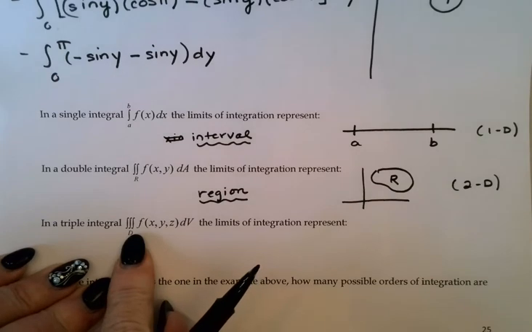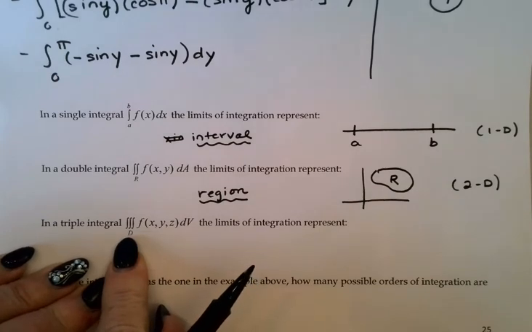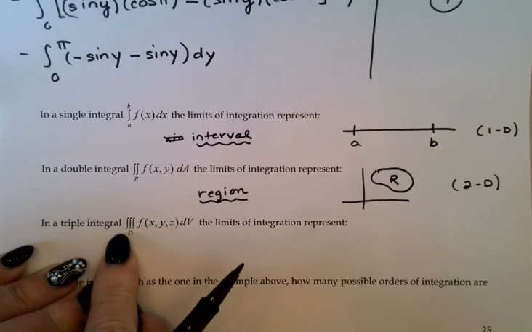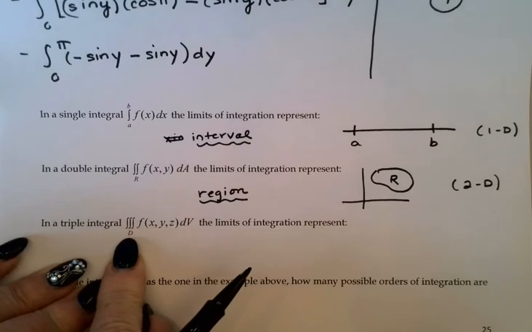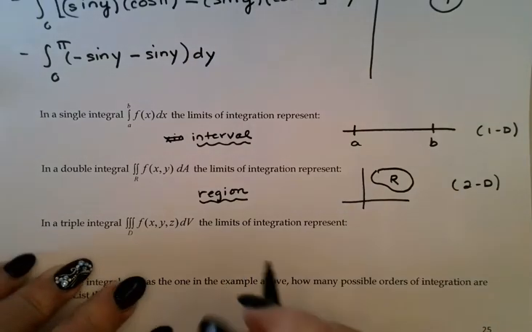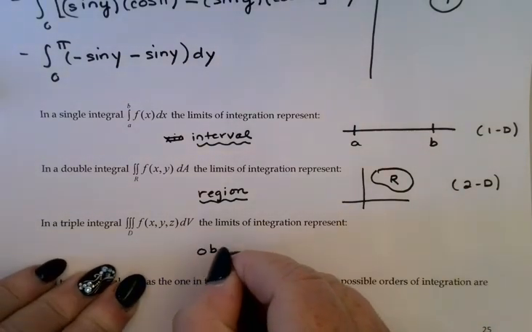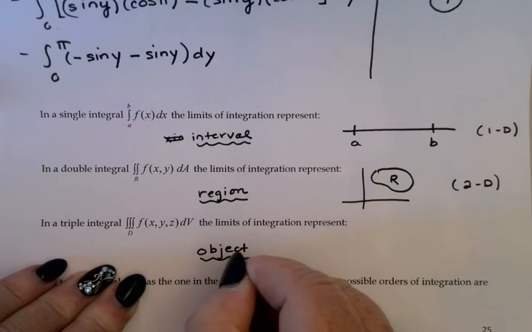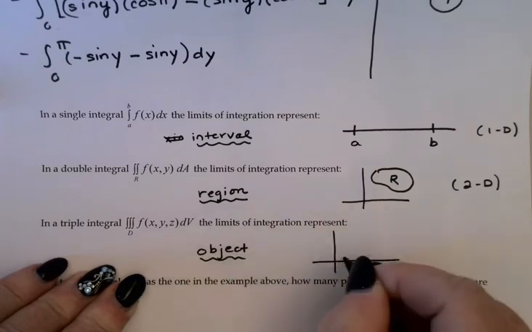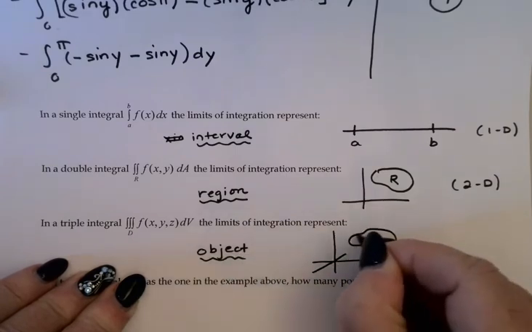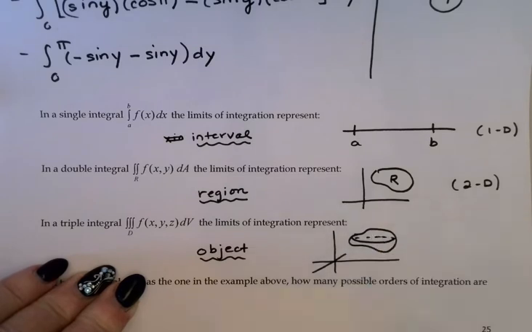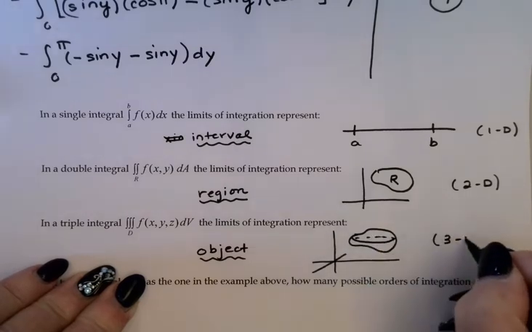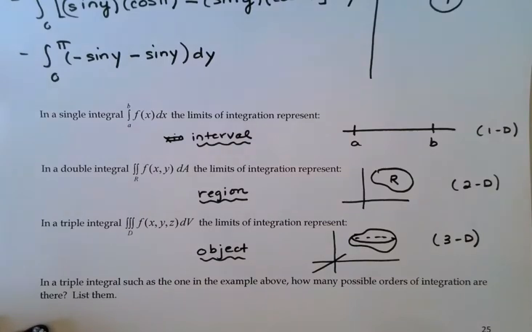Hopefully it makes sense to you that in a triple integral, the thing that we're integrating over, we're going to call it D typically, is actually going to represent a three-dimensional object. I'm just going to call it an object for now, but the idea here is you'd have some three-dimensional object that is represented by your limits of integration.